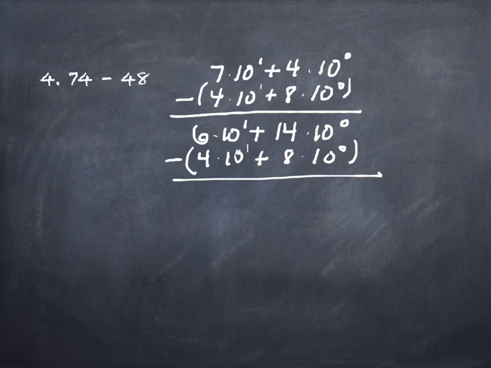Remember, the minus is on the outside here, right? So this is applying towards everything inside, so it's all subtraction. So 14 minus 8, which is 6, times 10 to the 0, and then 6 minus 4, which is 2, times 10 to the first. So we actually have, in condensed form, this would be the number 26.